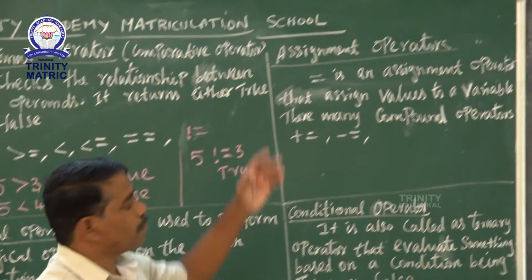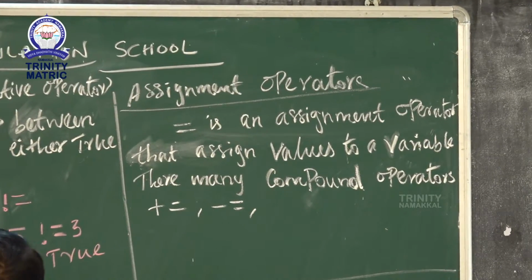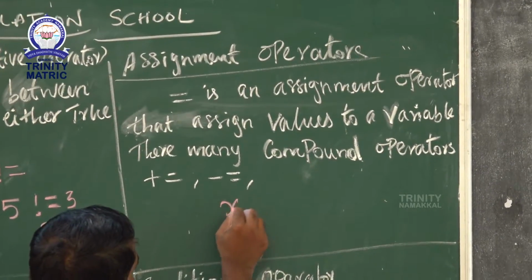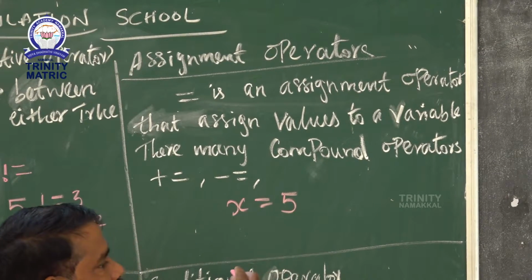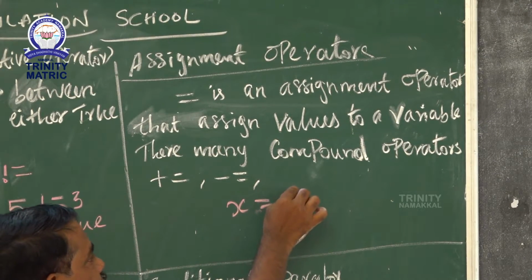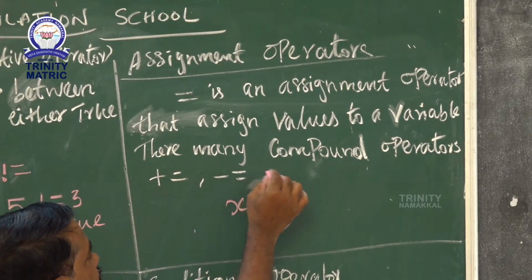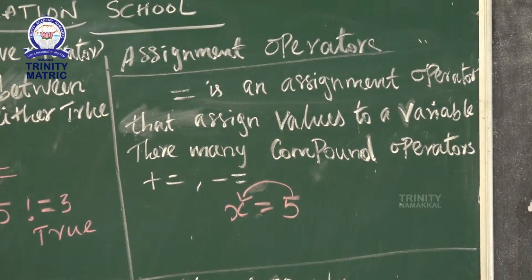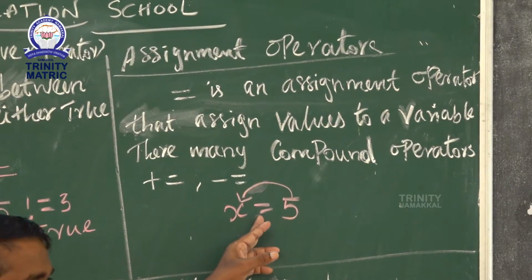Next, assignment operator. As we discussed here, the assignment operator x equal to 5. Here this operator assigns the value 5 to the variable x. This is called the assignment operator.